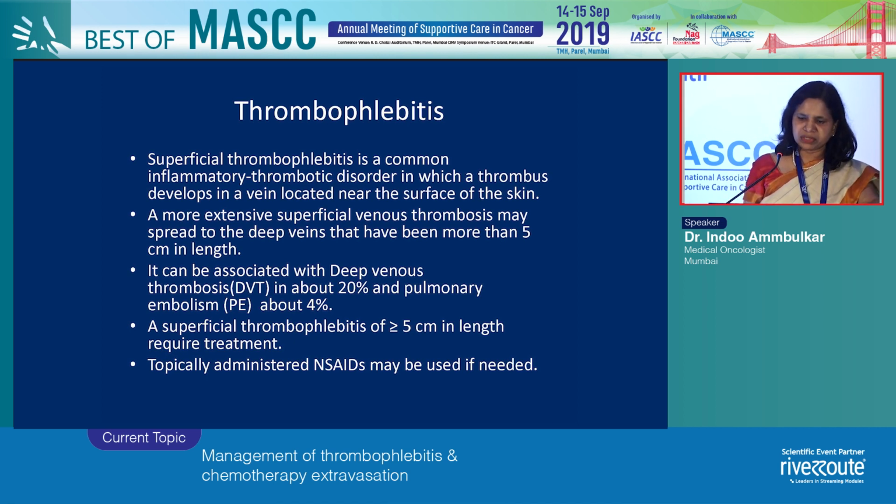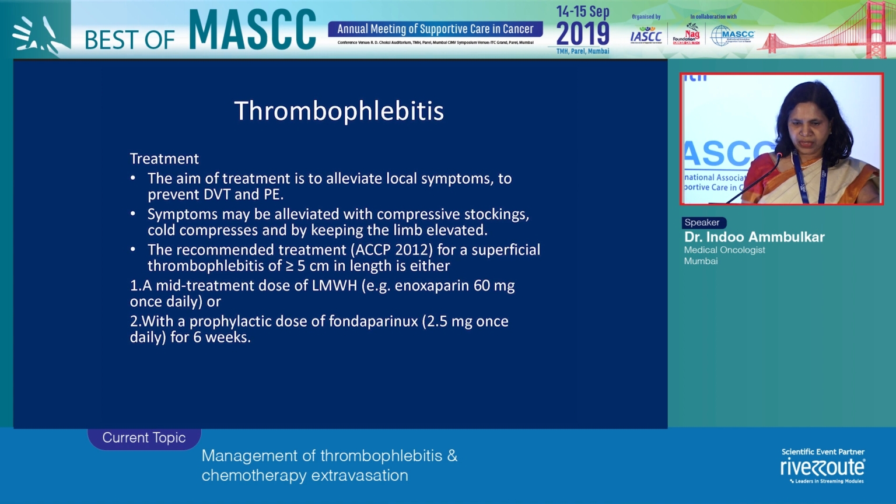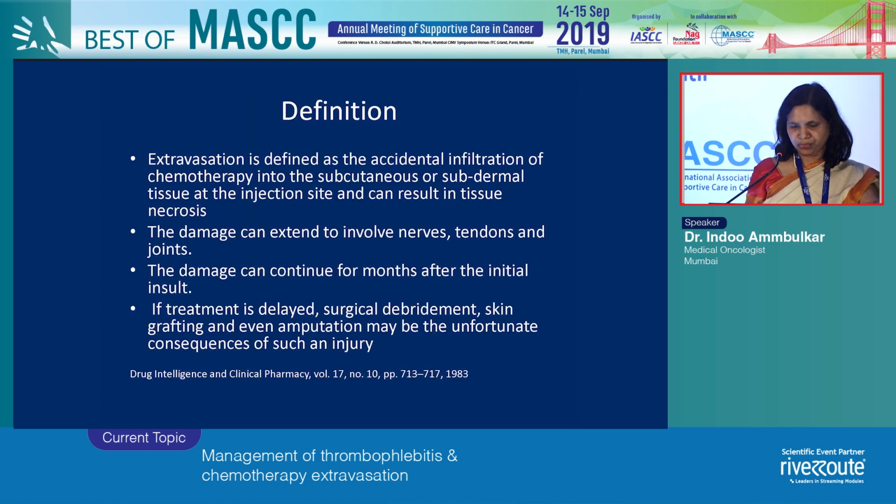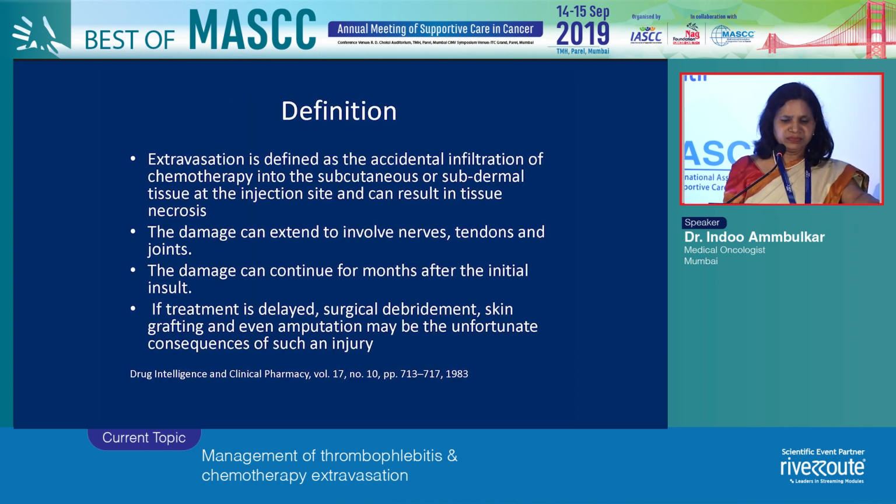It's a common inflammatory thrombotic disorder in which a thrombus develops in a vein located near the surface of the skin. The aim of treatment is to alleviate local symptoms and to prevent DVT or pulmonary embolism. This is very important because whenever there is superficial thrombophlebitis of more than 5 centimeters, a patient can develop DVT also.